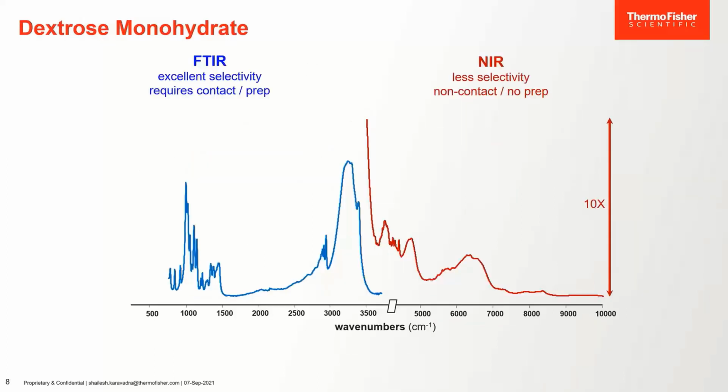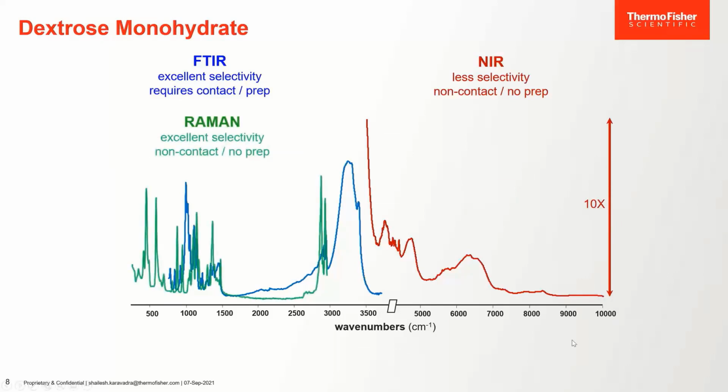Here is an example of a dextrose monohydrate spectrum acquired by all 3 techniques. As one can observe here, the near infrared spectrum shows very broad peaks. It has lower intensity compared to the Raman and FTIR.